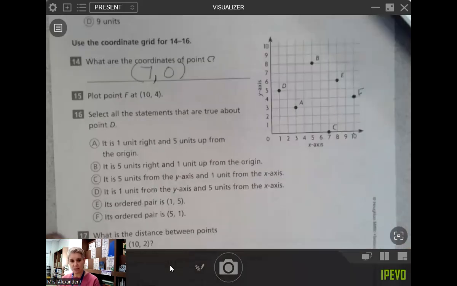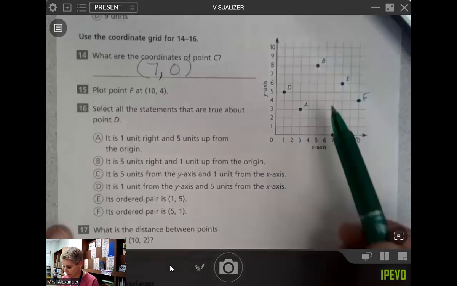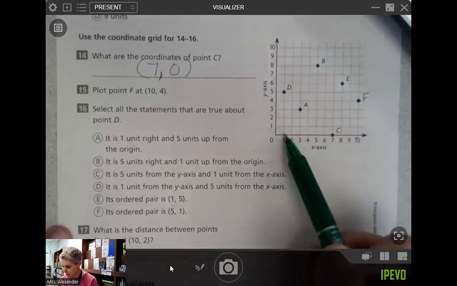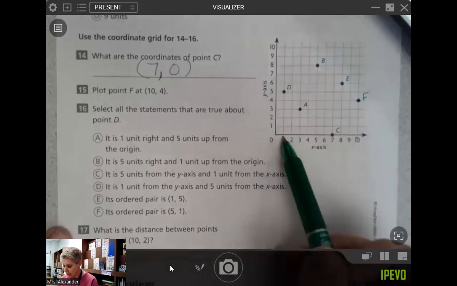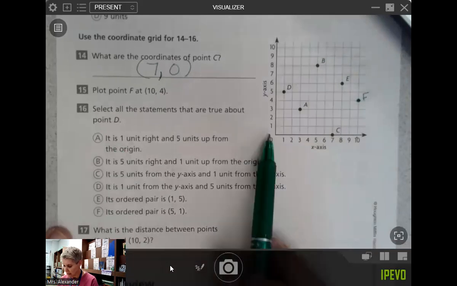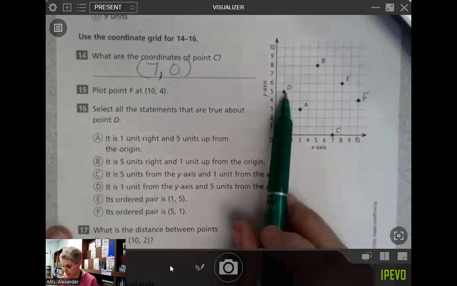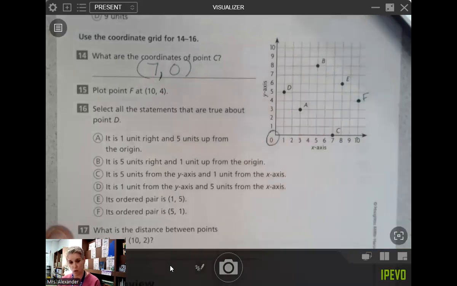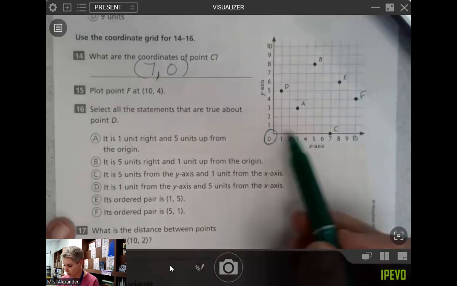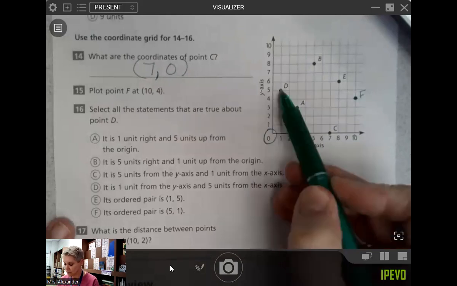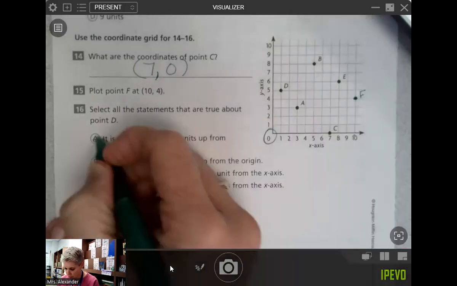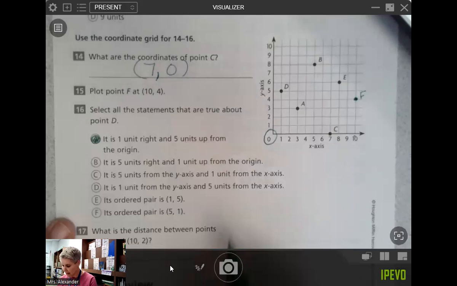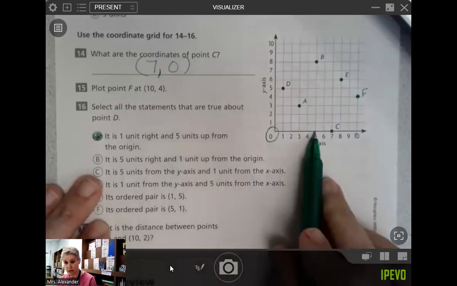Select all the statements that are true about D. Let me find D. There it is. Okay. It is 1 unit right and 5 units up from the origin. Remember right here where we started, zeros, our origin. Is it 1 unit right and 5 units up? It is. I believe A is correct. It is 5 units right and 1 unit up.